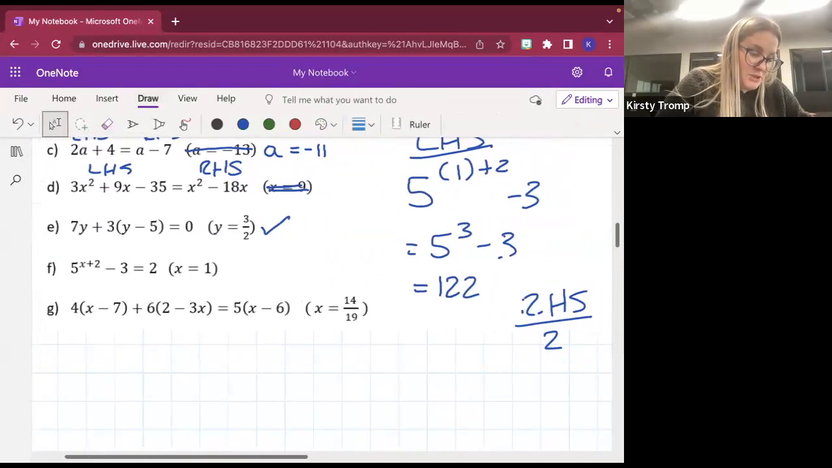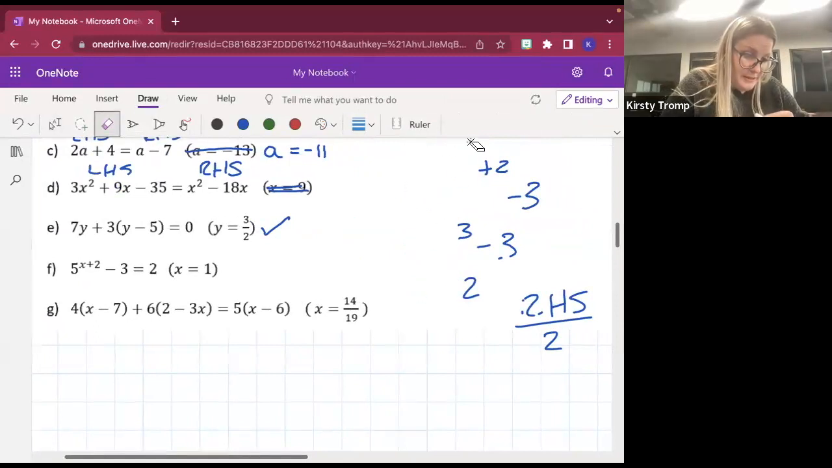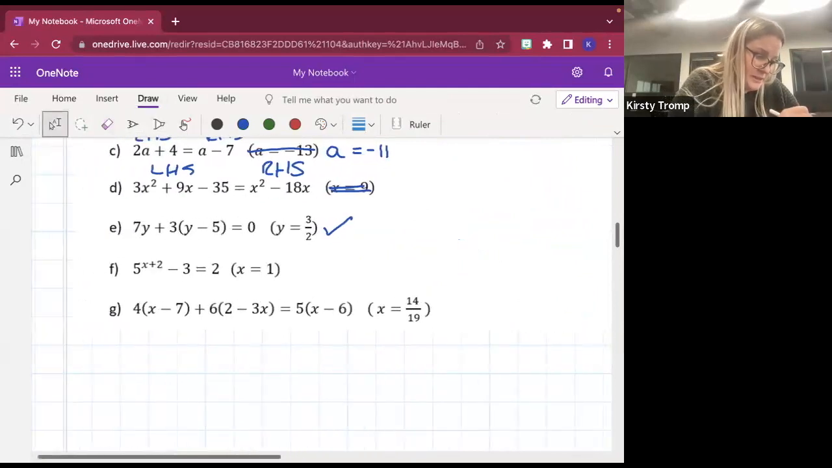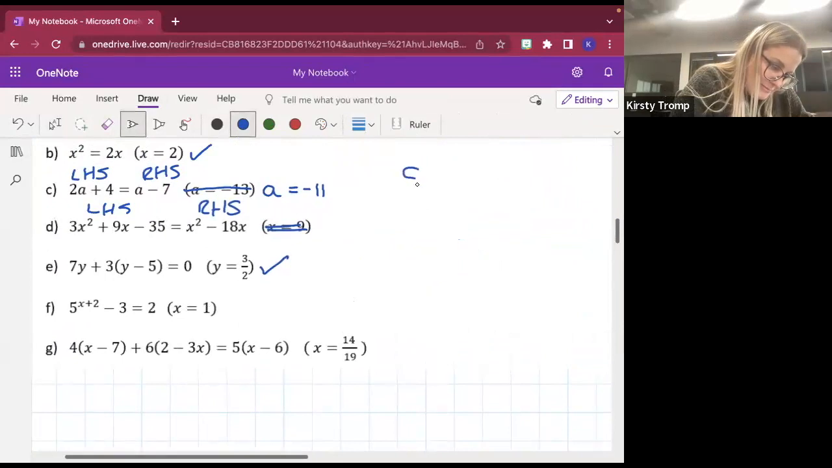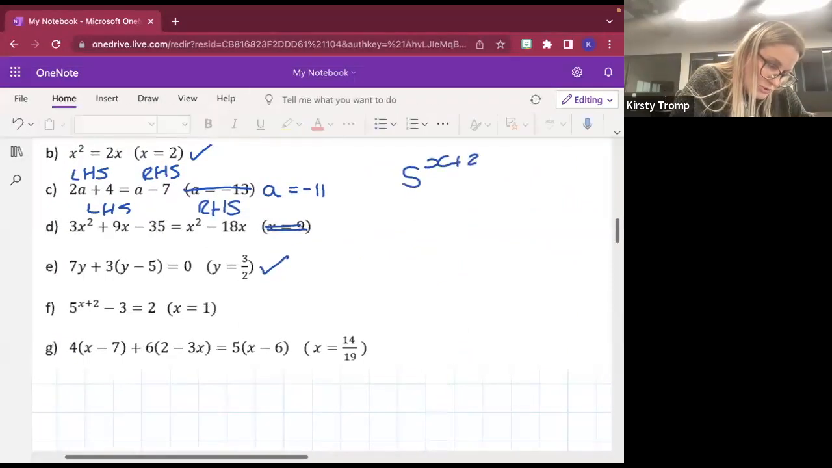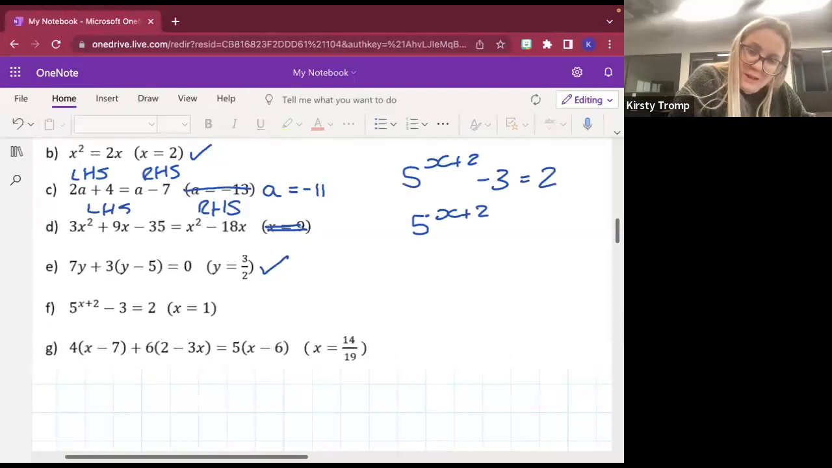So what does the sum want me to do then? The sum wants me to solve. So let's solve this equation. I've got 5 to the power of x plus 2 minus 3 equals 2. I'm going to leave 5 to the power of x plus 2 on one side, and take the minus 3 to the other side. So I'm going to have 5 to the power of x plus 2 is equal to 2 plus 3, which gives me 5.